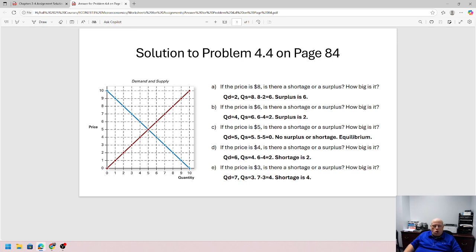All right, and then the last part of the question, part E, asked you if the price is $3, what's the shortage or surplus? Well, in this case, at a price of $3 down here, the quantity demanded is 7, and the quantity supplied is 3. So if you take 7 minus 3, that would give you 4, and that's the shortage. So there is a shortage because quantity demanded, in this case, is greater than quantity supplied. So that's basically how you would calculate all of those items for that problem 4.4 in the textbook.